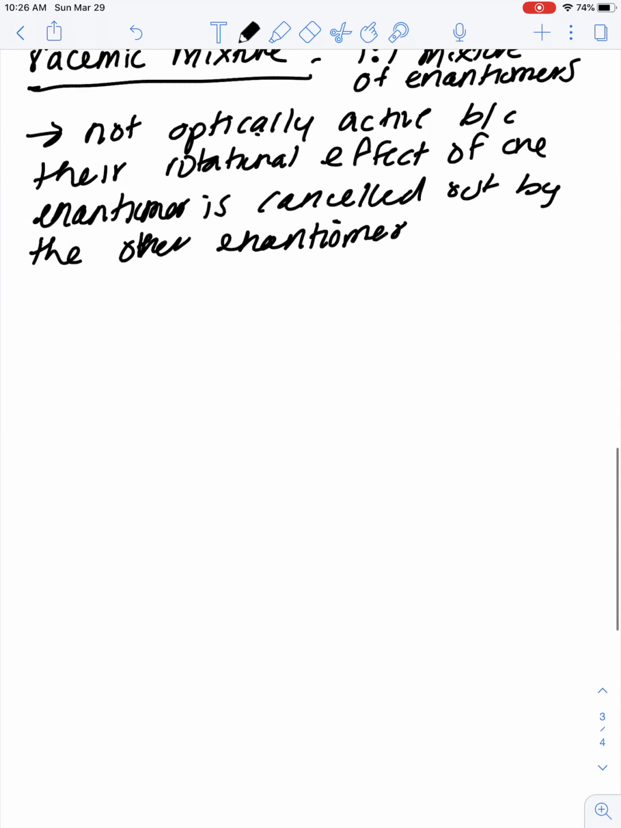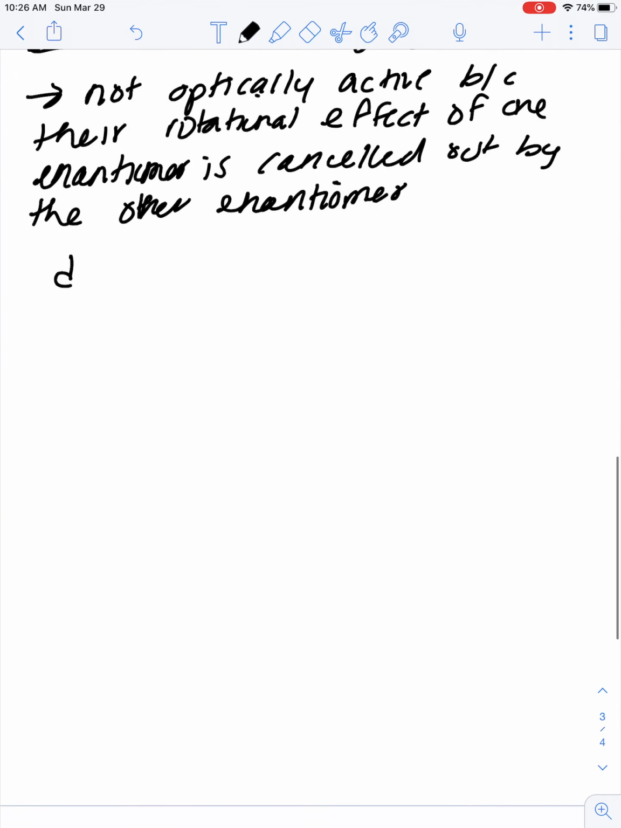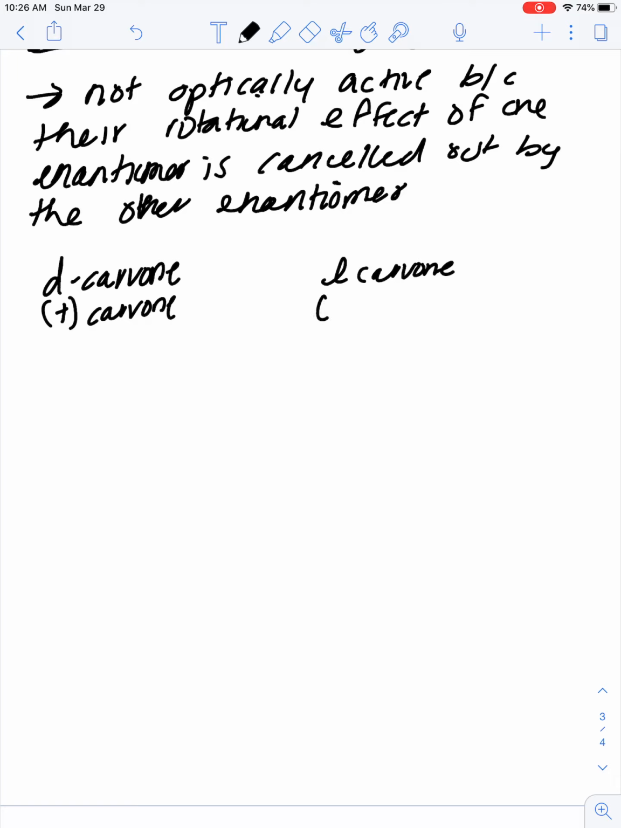So let's talk briefly about D-carvone and L-carvone. So D-carvone was our positive carvone, right? Because it's going to rotate the plane polarized light in a clockwise direction. We have L-carvone, which is going to be rotating the plane polarized light in a counterclockwise or negative direction. So it's shown as minus carvone.